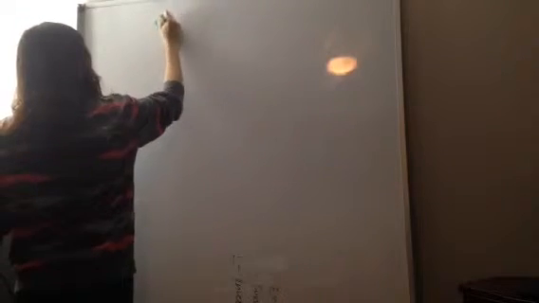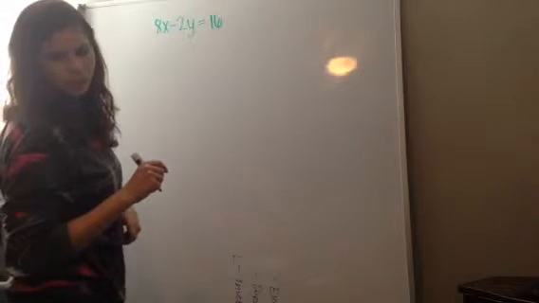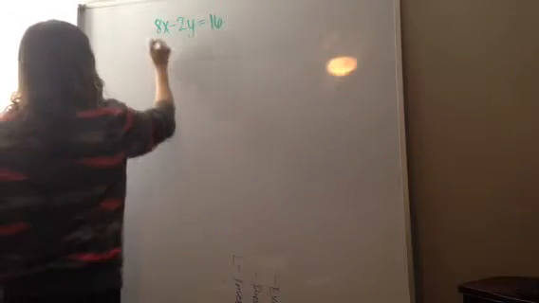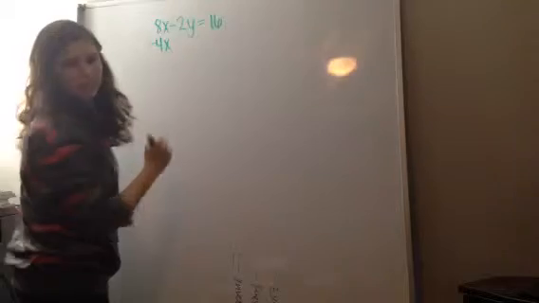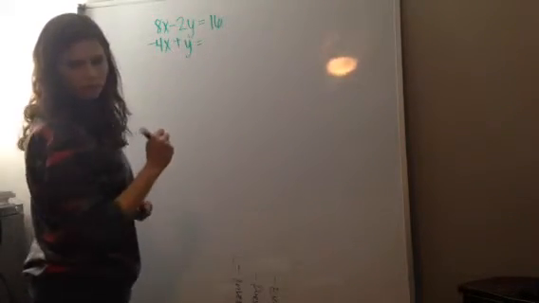So 8x minus 2y equals 16. This is actually going to be the last one, because I don't think, since you just learned it in one day. Actually, no, we'll do both of them. Might as well. Plus y equals -8.